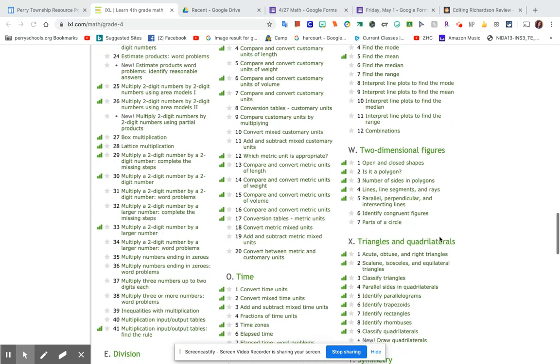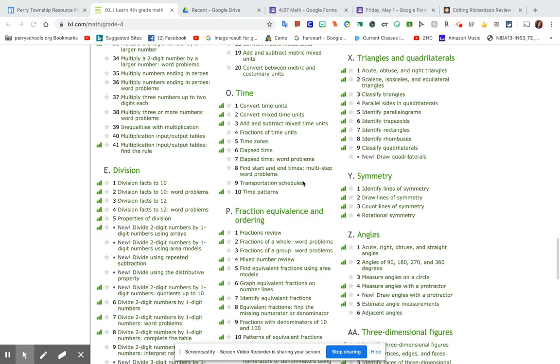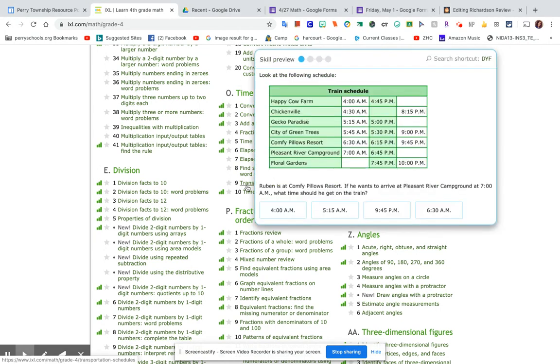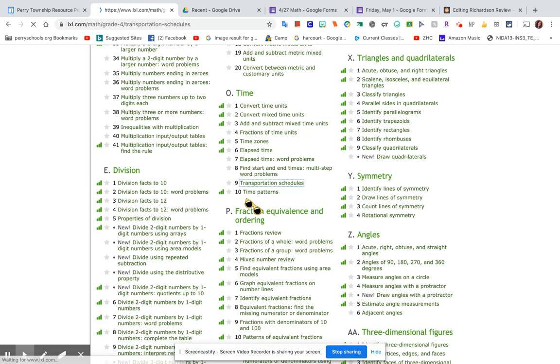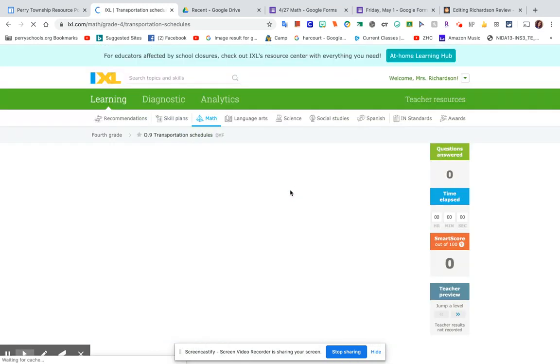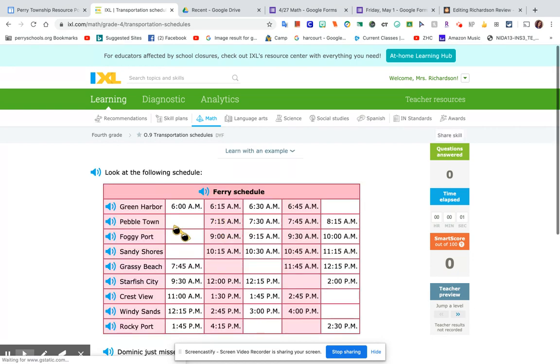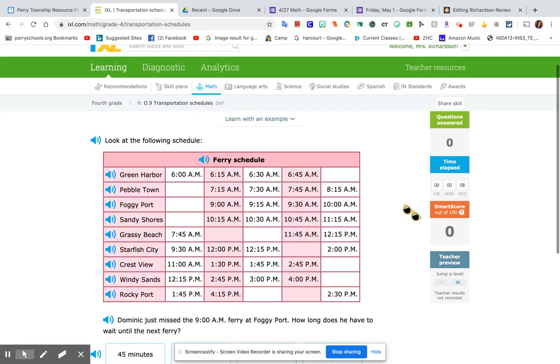So we're going to come down here to O on IXL, and we're going to choose 09. Let me show you what it is like. The objective is to use the chart or the transportation schedule to help you figure it out. So I know what some of you are going to do. You're going to look at that and say, too much, don't want to do it. But that won't help. So it just says, look at the schedule.